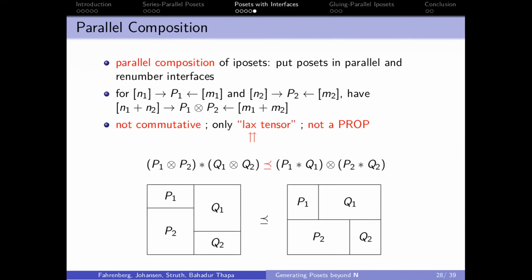Also, you might be thinking, okay, we had a small category with natural numbers as objects, so do we now get a prop? No, we don't get a prop, we only have a lax tensor. Parallel composition is only a lax tensor precisely because of the weak interchange law. If we wanted a real tensor, we would need an equality, a strong interchange. This would give a monoidal structure and so on, but we only have a lax tensor.